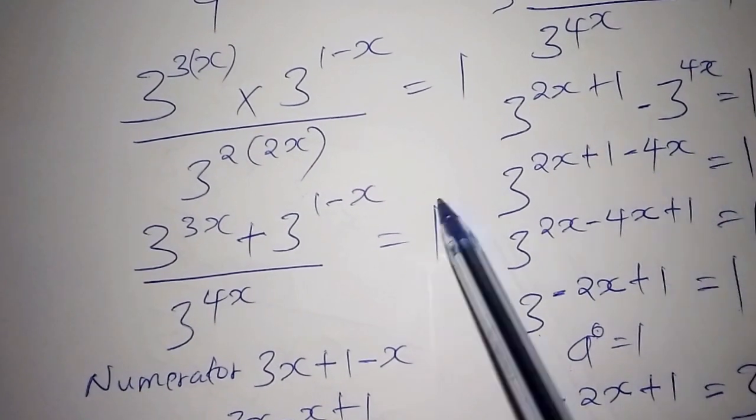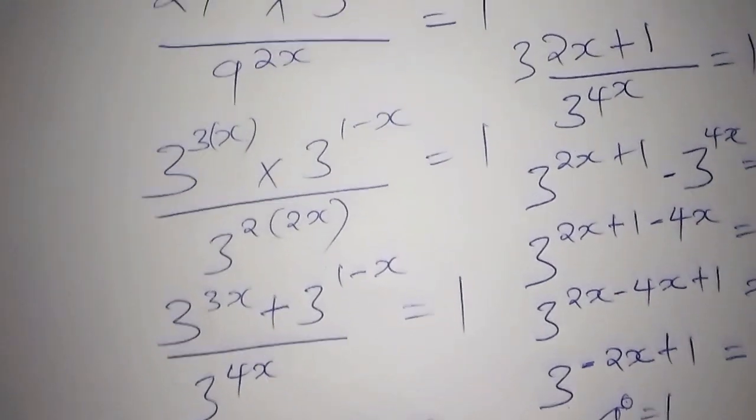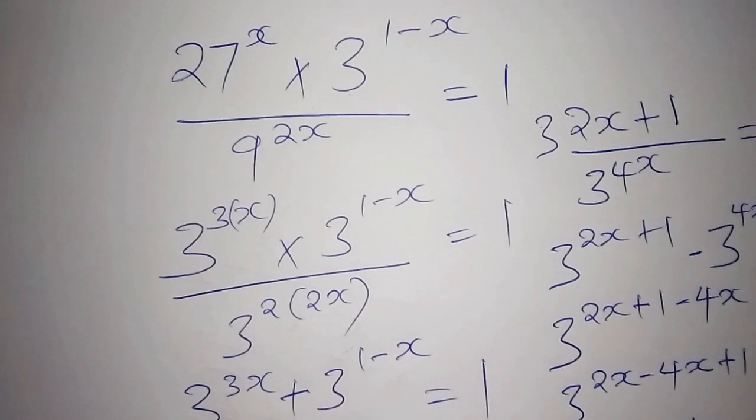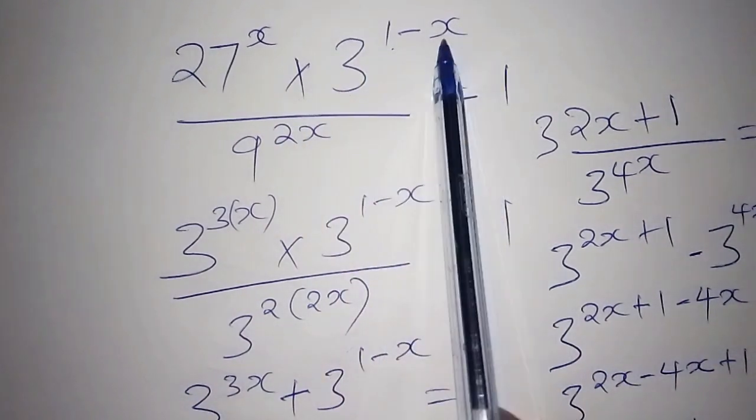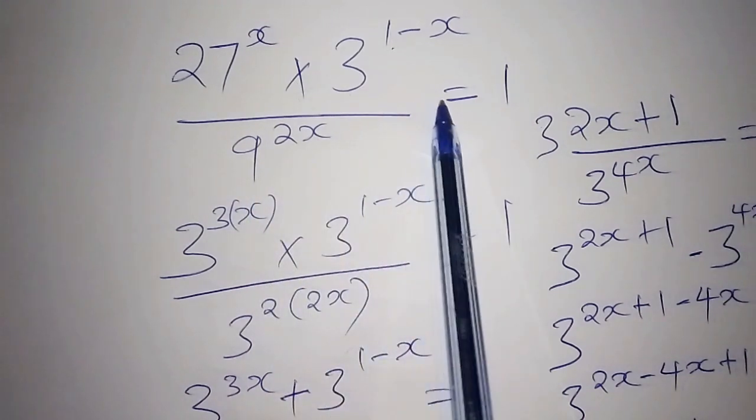So when you substitute the powers, and remember we were having 27 to the power of x multiplied by 3 to the power of 1 minus x over 9 to the power of 2x is equals to 1.